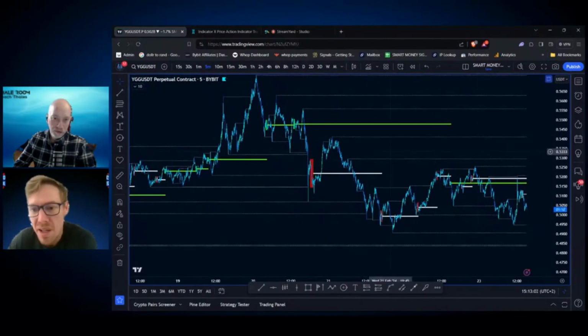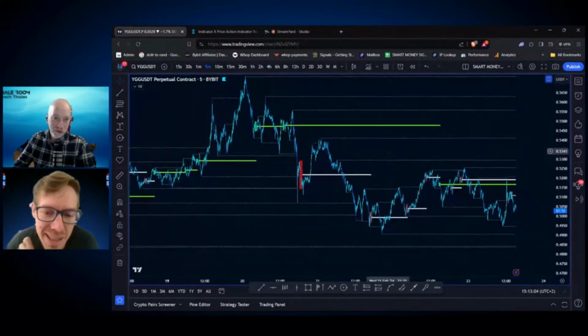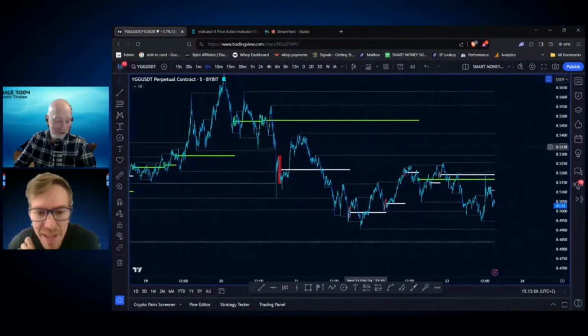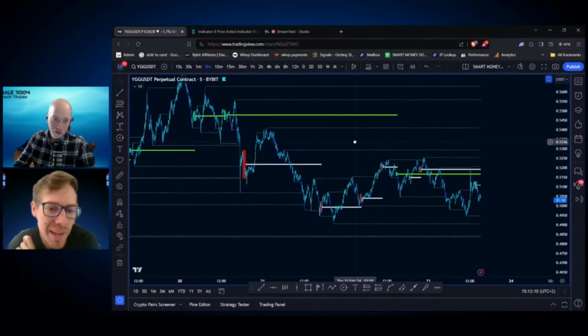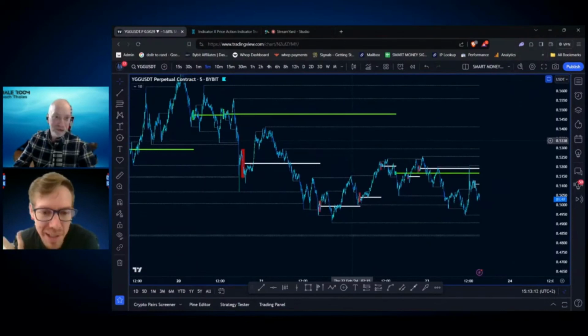You know, the key to being a consistently winning trader is being able to trade in alignment with the market makers, or in alignment with the big money.